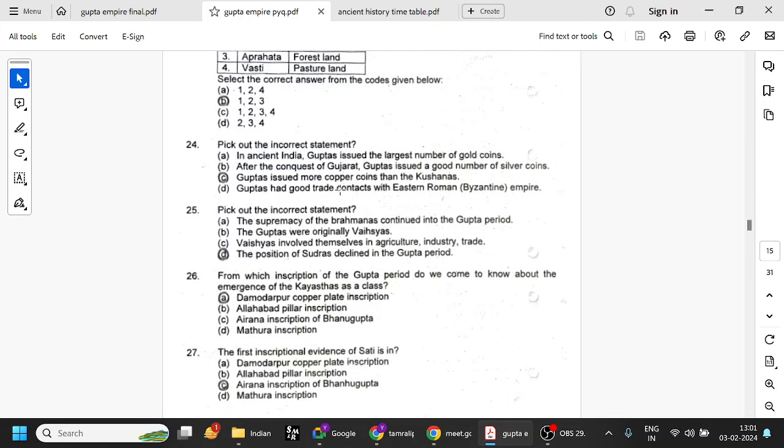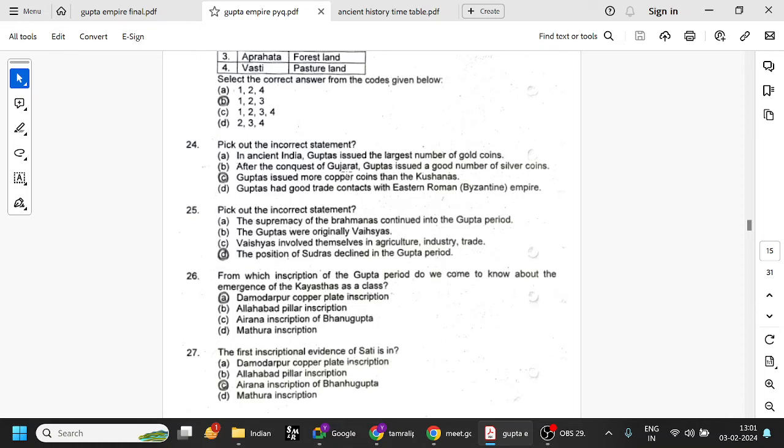Incorrect statement: Guptas issued more coins than the Kushans. Actually, Kushans gave the purest coins, but Guptas issued more copper coins. So this is wrong. In ancient India, Guptas issued the largest number of gold coins. So which is true? Okay, he's talking about copper coins. So Guptas issued the largest number of gold coins. Kushans issued the purest gold coins.